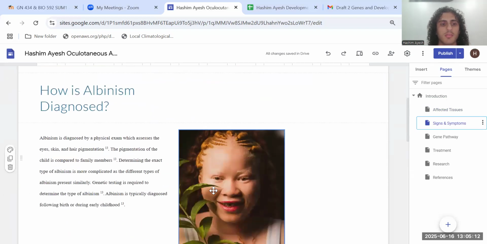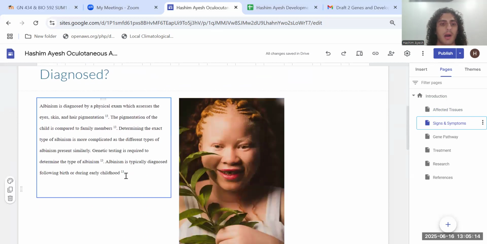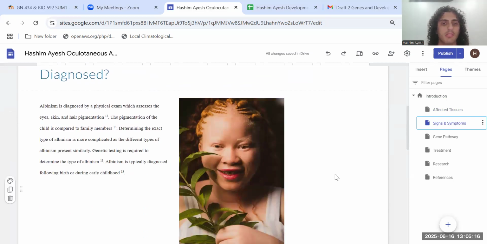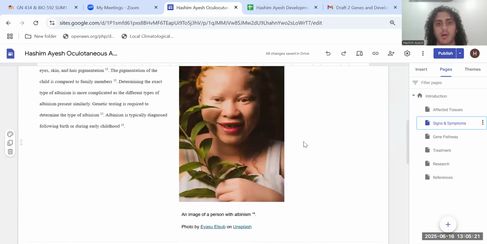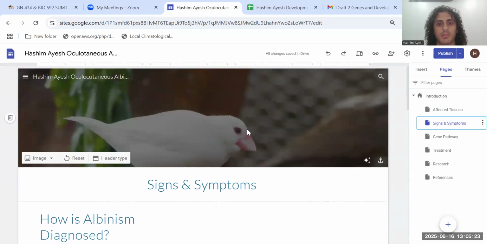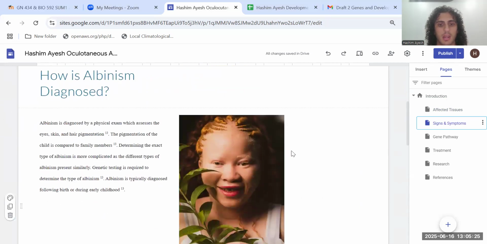And signs and symptoms. I wanted to talk a little bit about how albinism is diagnosed on this page. I put an image of a girl with albinism. Been trying to keep it, on each page I have something with albinism up here. It looks like some sort of bird. Here I have a girl.